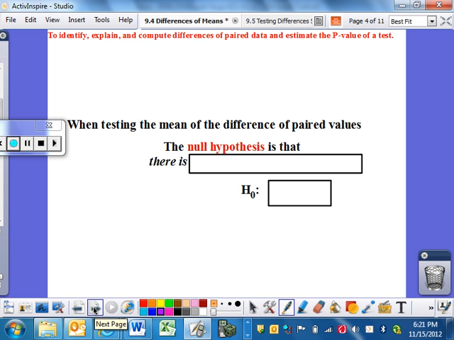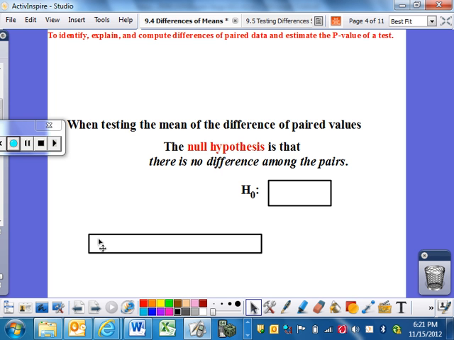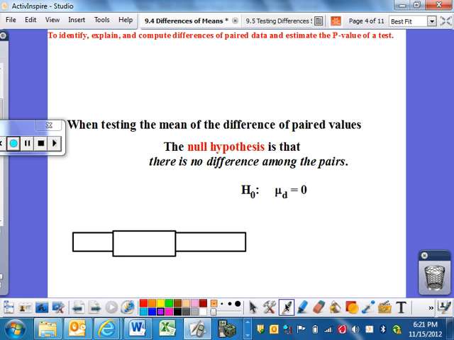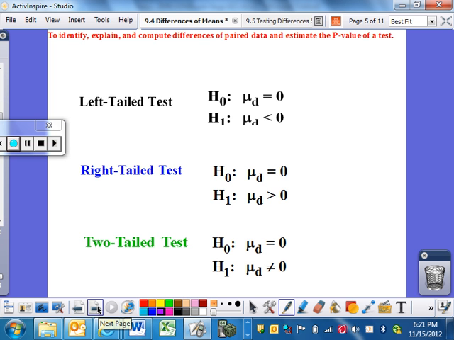Before we get to an actual test, this is what's going to happen every time. The null hypothesis is that we're going to predict that there is no difference, period. And this literally, if you have to do this, is your null hypothesis every single time. Your null hypothesis is the mean difference is equal to 0. We're going to assume there's nothing different about it, and we're going to try to prove it wrong. We're going to try and make it show a difference.